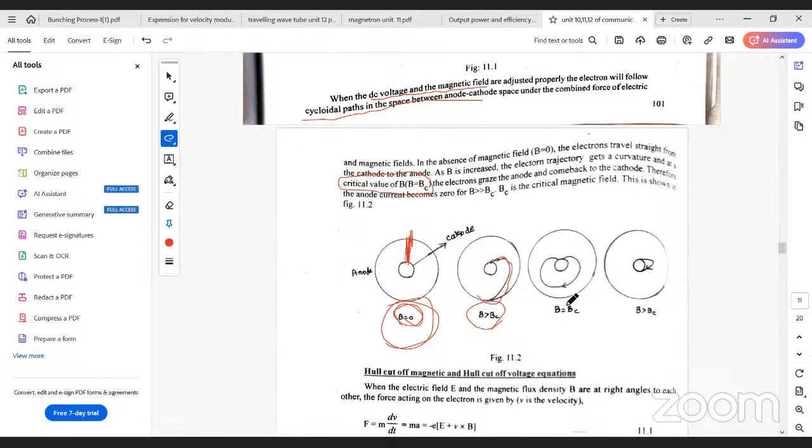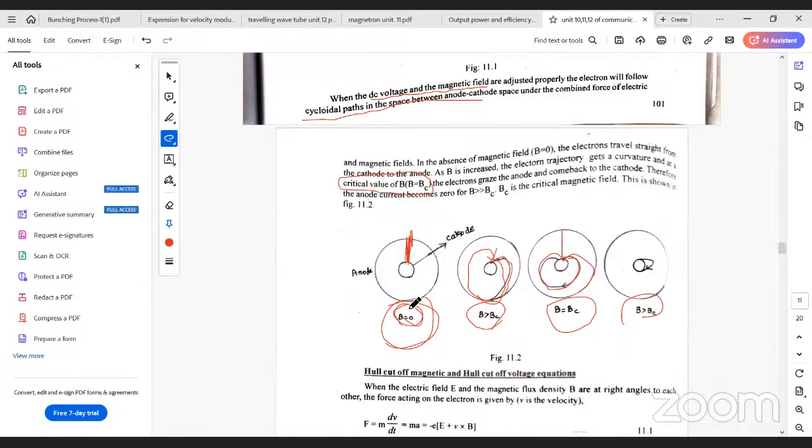Suppose I am applying a magnetic field of some value, and I set that value as the critical value. Without a magnetic field, it goes in a straight line. If it is greater, it is touching the anode. If both are equal, it goes in a circular path and again touches the cathode. Next, if B is greater than BC, it goes this way and comes back to its original path.